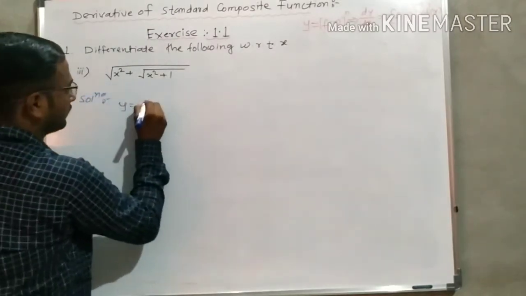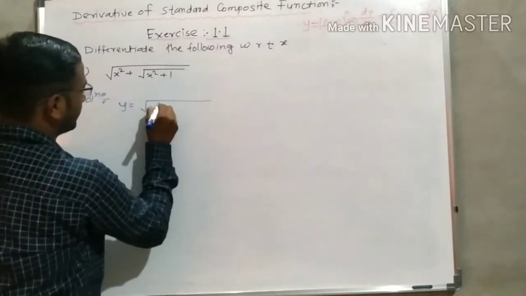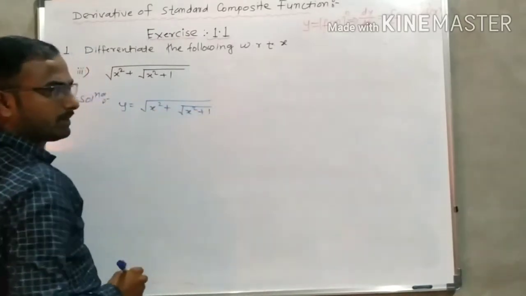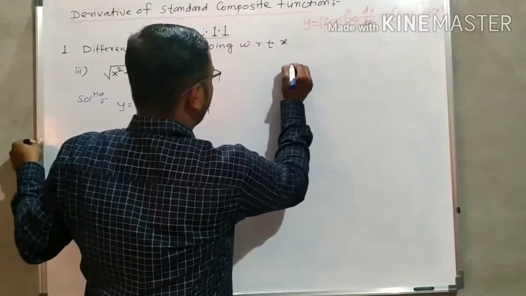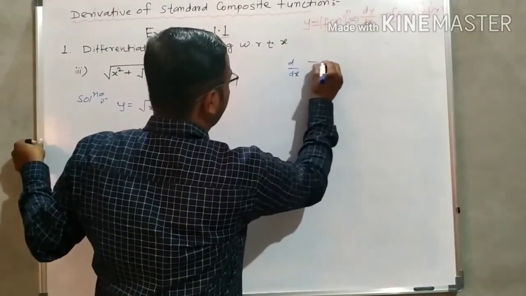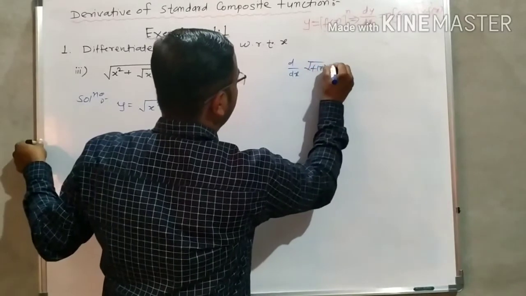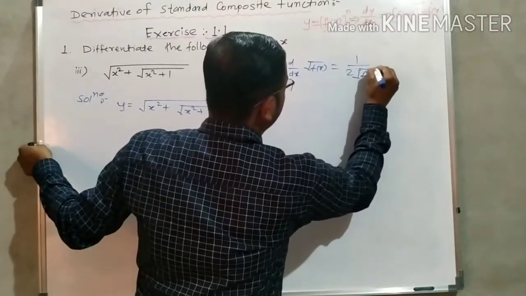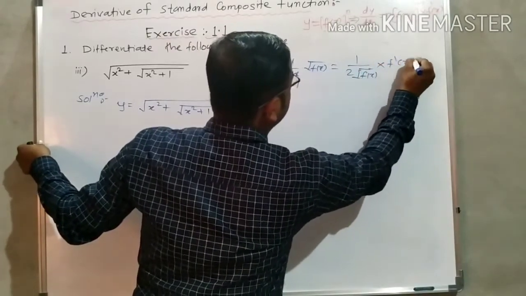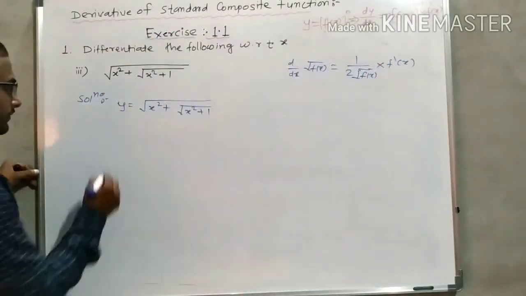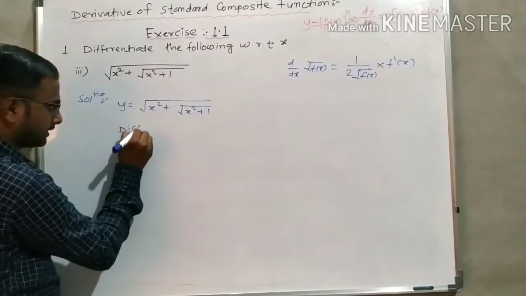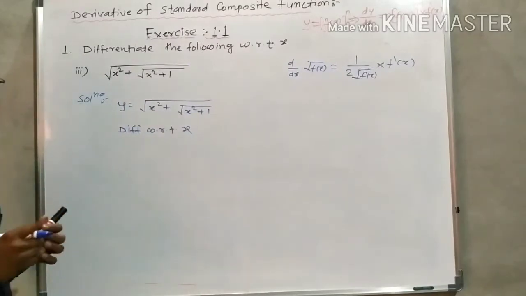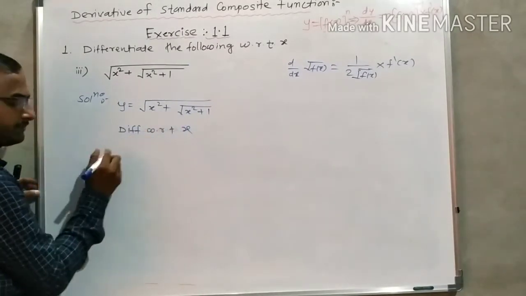y equals square root of x square plus square root of x square plus 1. By using the formula, the derivative of square root of f of x is 1 upon 2 square root of f of x into f dash of x. So we differentiate with respect to x.